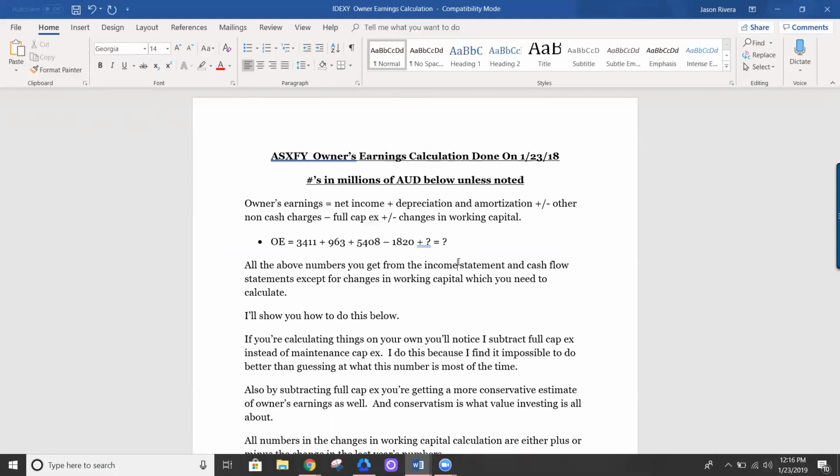So I don't do DCF valuations. That's another question you're probably thinking. I don't do DCF valuations at all. I've never done one. They don't make sense to me.